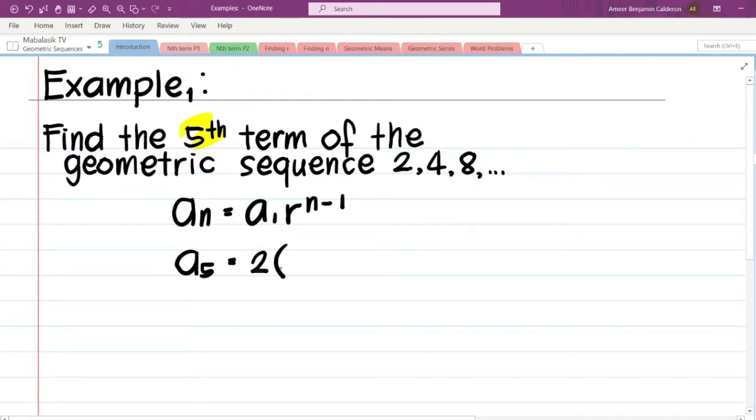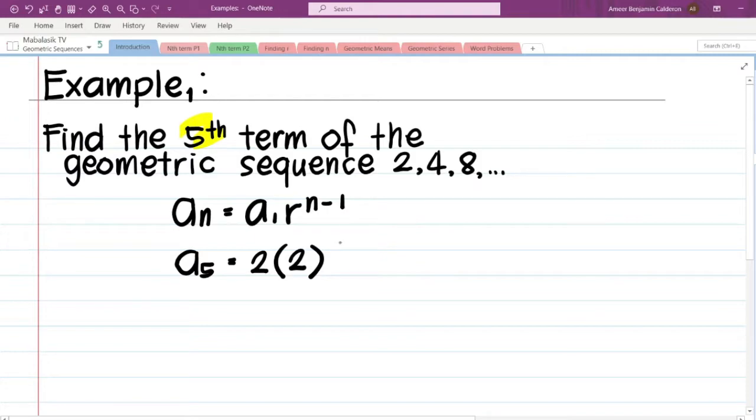Last time around, we were able to identify that to find the common ratio, we should divide any two consecutive terms. So we take one term, we divide it by the preceding term, and the answer is the common ratio. In this case, the common ratio is 2. Let's say, for instance, we take 4, we divide it by the preceding term 2. 4 over 2 is 2. Therefore, the common ratio is 2.